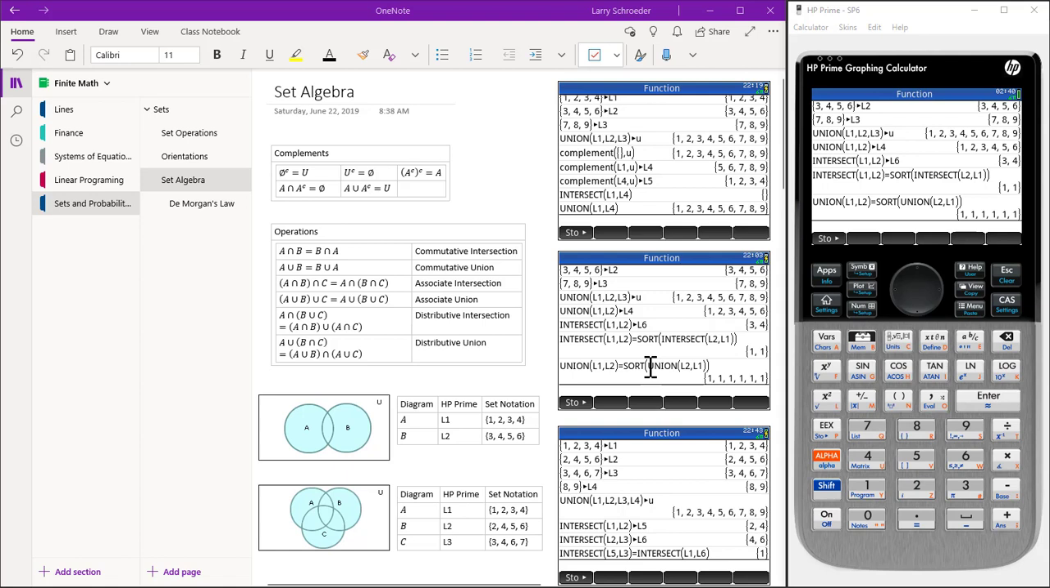In the union, again, we have to use the sort command. Here we get our 6 entries. They again all turn out to be 1, so this means that they are true.